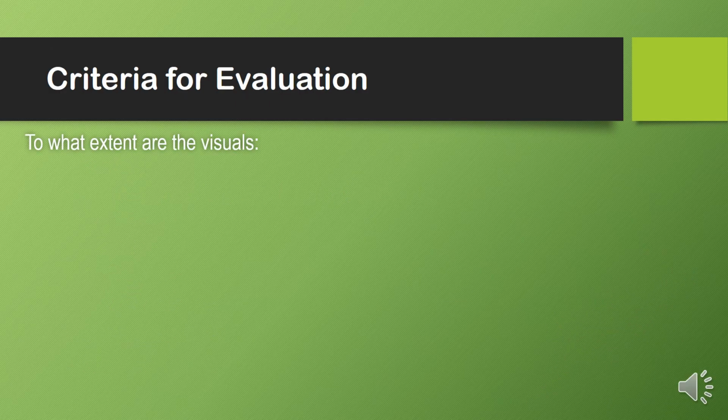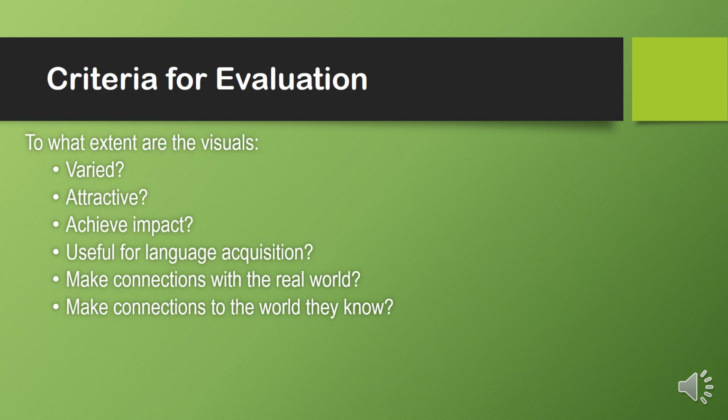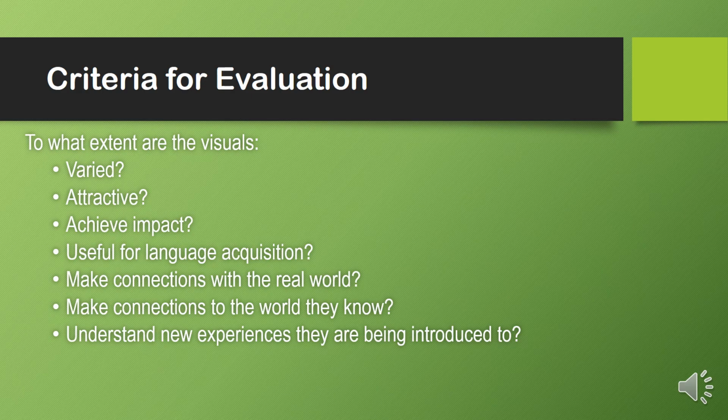Here are some evaluation questions about visuals for the criteria in evaluating a course book. To what extent are the visuals varied, attractive, likely to achieve impact, likely to be useful for language acquisition, likely to help learners to make connections with the real world, likely to help the learners to make connections to the world they know, likely to help the learners understand new experiences they are being introduced to, and lastly, likely to facilitate learner creation of mental representation rather than imposing complete visual images.